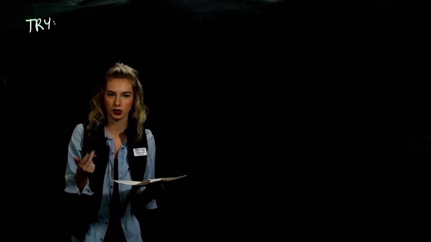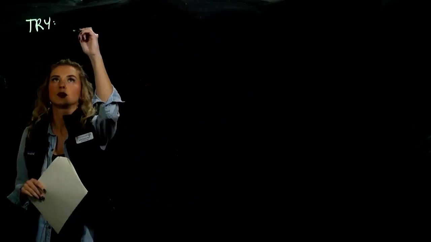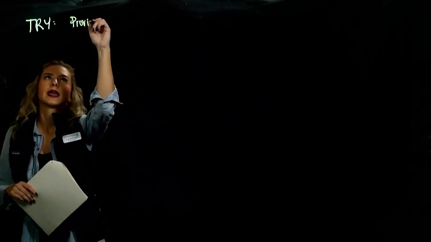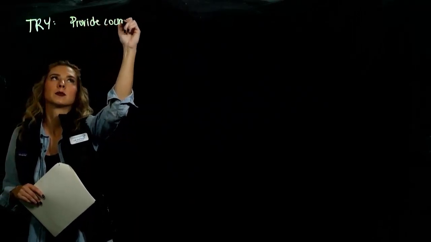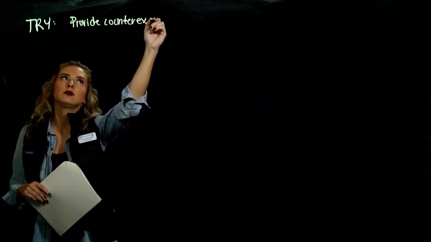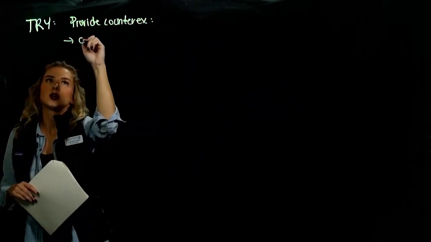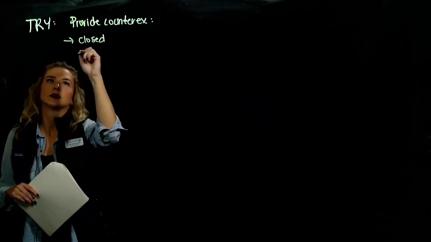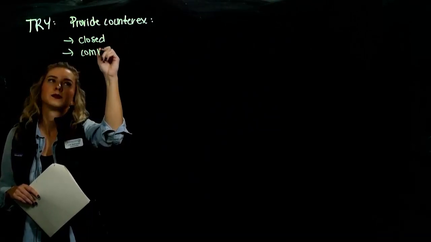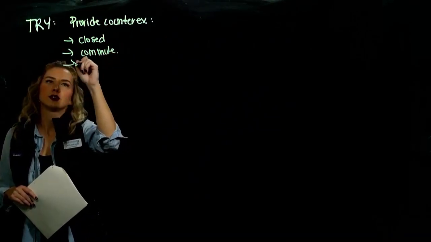All right, so an example for you. Try to provide some counterexamples to show that the whole numbers are not closed under division, and that division is neither commutative nor associative. So we want to provide counterexamples to show it's not closed, it's not commutative, and it's not associative.